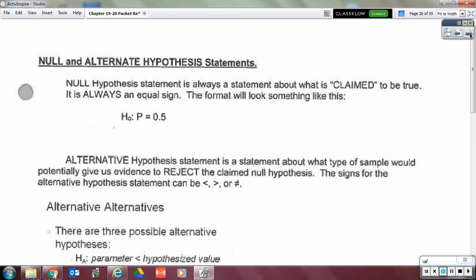So here we go. A null hypothesis is always a statement about what is claimed to be true. It always has an equal sign in it, and the format will look something like this. H with a little O, colon, and then you put your parameter, P equals or mu equals, and then the number. If this was a mean problem, I would put mu equals maybe 10 miles per hour or something like that. So that's how the symbols of a null hypothesis are written.